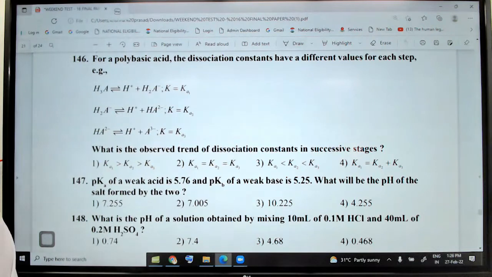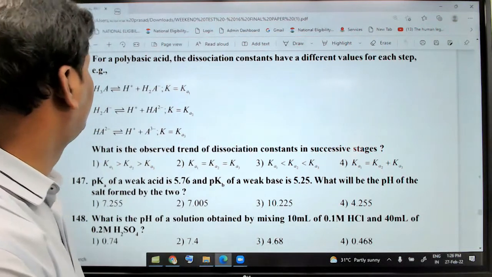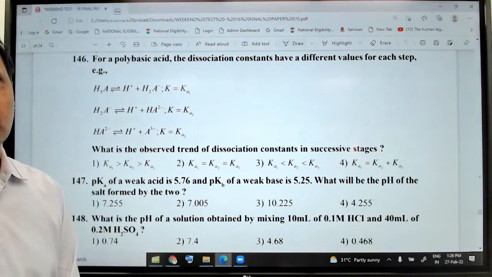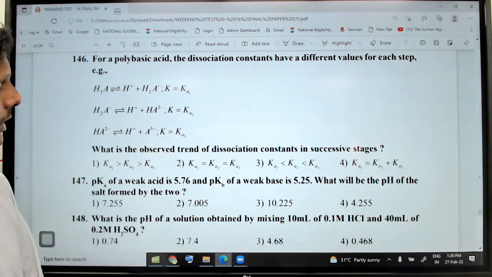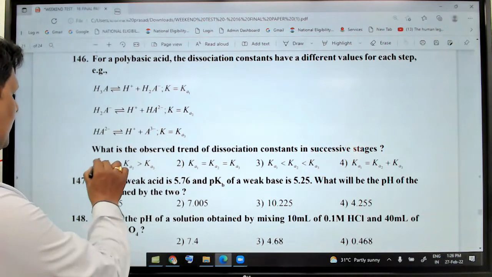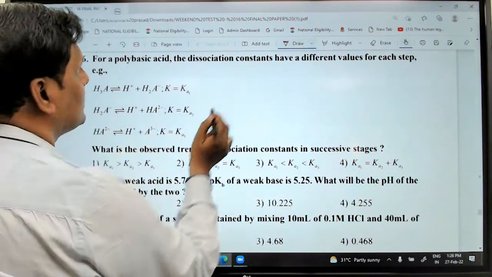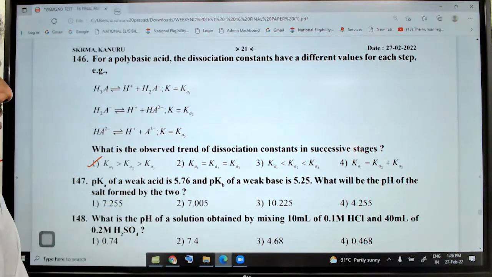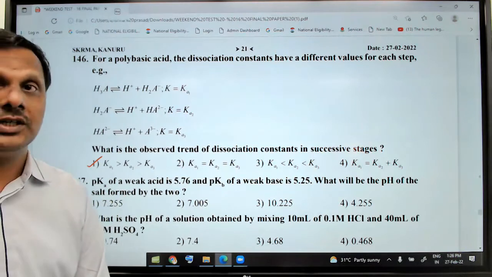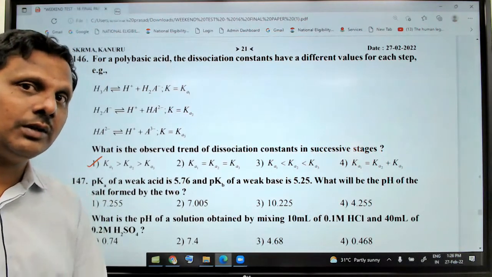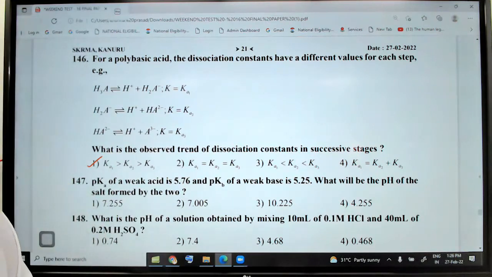This was also a previous year question. For polybasic acids, Ka1 is greater than Ka2 greater than Ka3. This is a very simple one, also asked in the NEET examination. For a polybasic acid, the first ionization constant is always greater than the remaining ones. Nothing but Ka1 greater than Ka2 greater than Ka3.